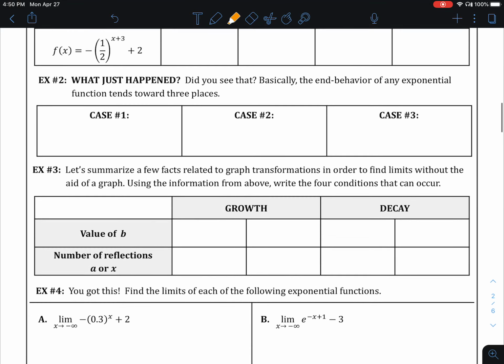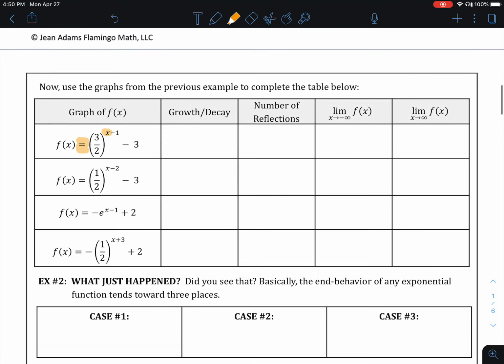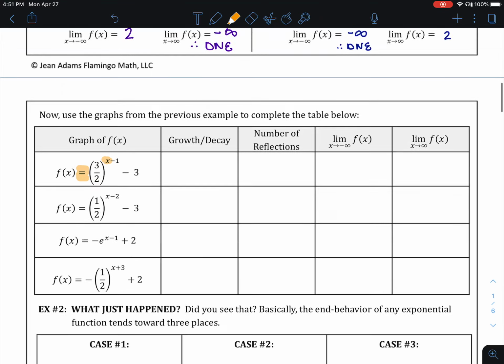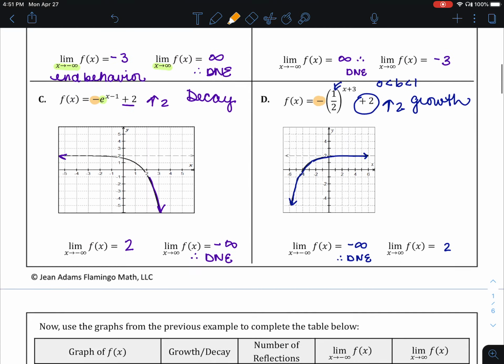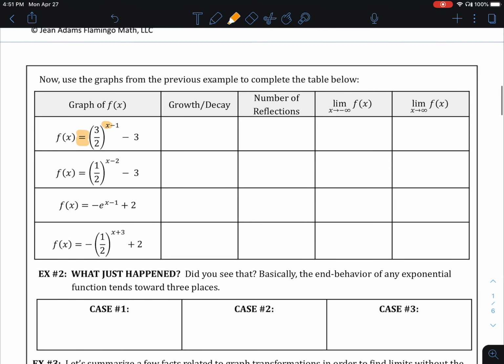My expectation is tomorrow we're going to pick up with examples 2 and 3 right from this assignment. Hopefully you can take some time and really think about these functions. You do not need to graph them because of course they're right here, but what you will be really focusing on is recognizing if it's a growth or decay from the function and the number of reflections that happen. Okay, good luck. Please reach out to me if you have any questions.